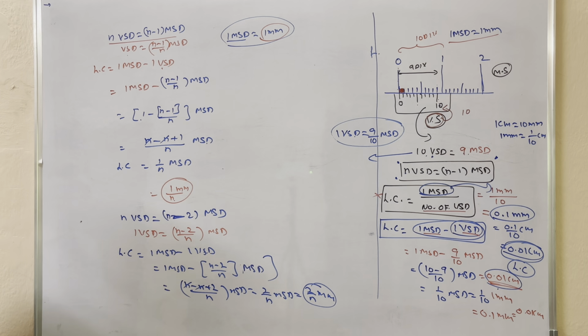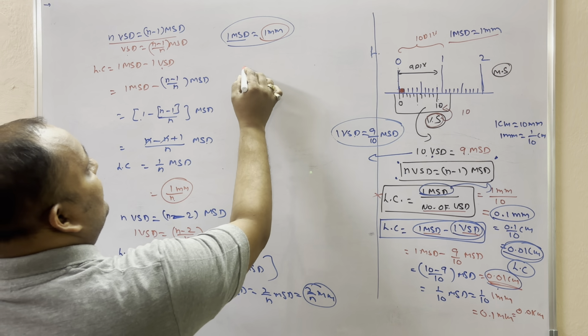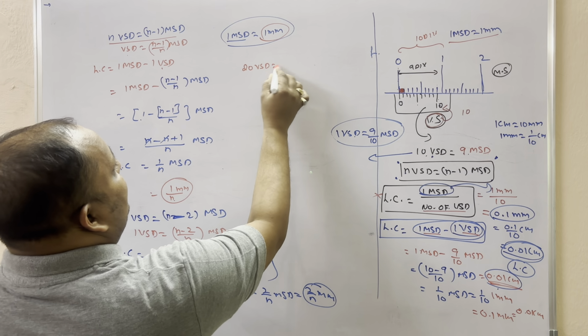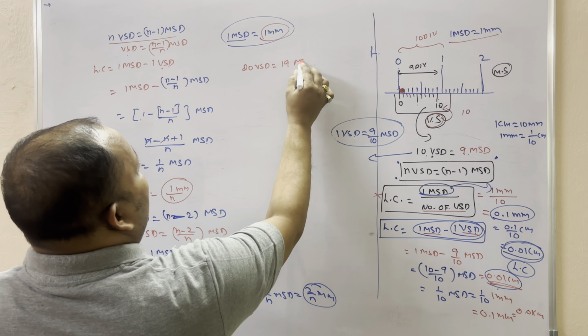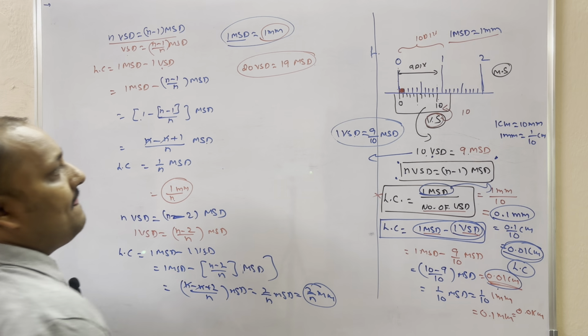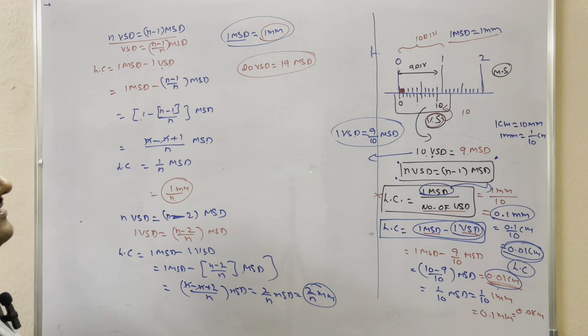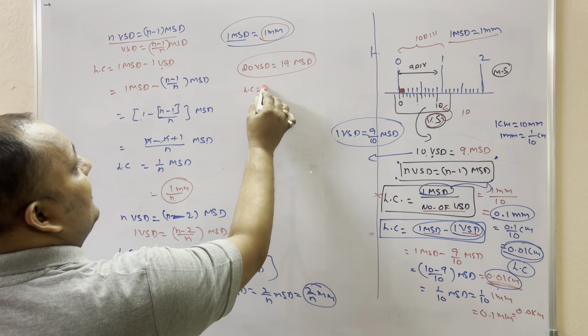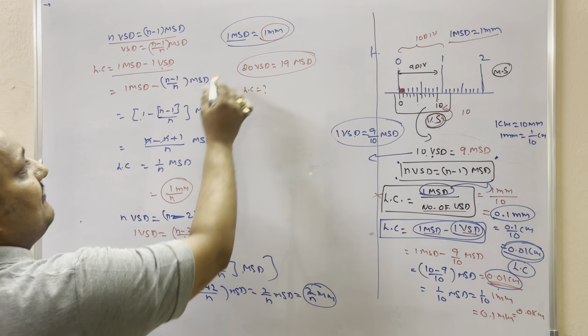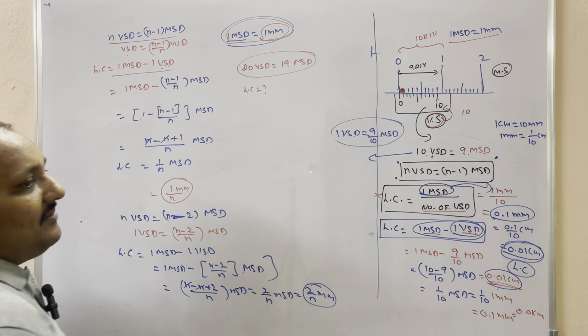Like this they will ask. In place of that n value, they may sometimes give 20 vernier scale divisions equal to 19 main scale divisions. Then again they will ask what is the least count. Again we have to use the same formula. Each MSD is 1 mm, they will give.